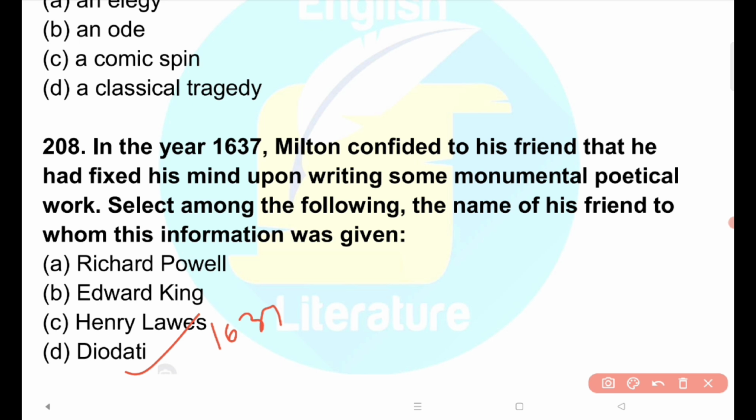Richard Powell was the father of Mary Powell, Milton's first wife. He was a staunch royalist and had conflicts with Milton, who was a Puritan. There is no record of Milton sharing his literary aspirations with him.